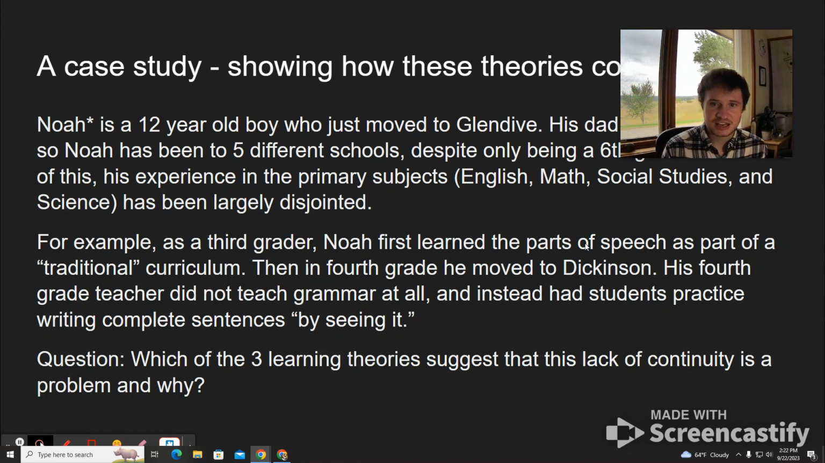And this teacher said students need to learn to write complete sentences by seeing them. They need to learn to write a complete sentence not by knowing their noun verb constructions, their subject and their predicate. They don't need to know the grammatical construction. They need to be able to see it and know this is complete or incomplete, kind of in the same way we learn to speak.